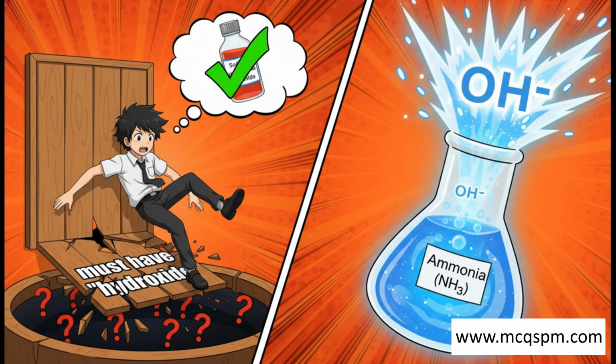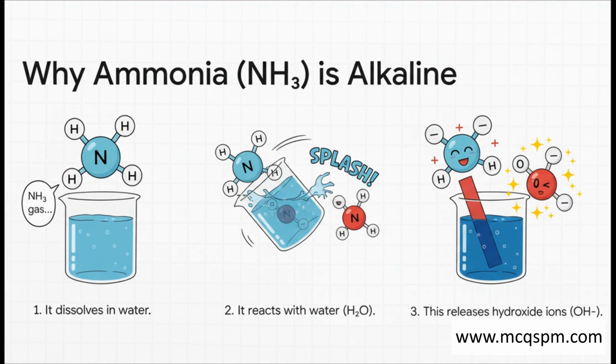Here is the trap. You learn about strong alkalis like sodium hydroxide, and your brain starts to create a shortcut. It thinks, oh, an alkali must have hydroxide in its name. And boom, that's the mistake. You're forgetting the fundamental definition we just talked about. So here's the secret. Ammonia gas, all by itself, isn't alkaline. But when it dissolves in water, something really cool happens. It actually reacts with the water molecules. It kind of steals a hydrogen ion from H2O. And what does that leave behind? Well, it releases those all-important hydroxide ions, OH-, and that's what makes the whole solution alkaline.